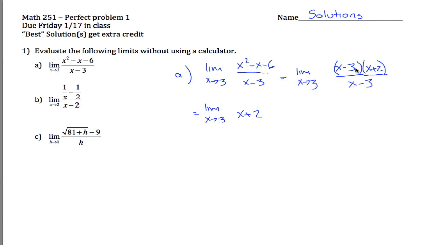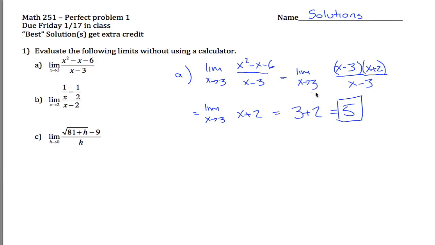In other words, this line equals this line. This is easy to figure out. The limit as x approaches 3 of x plus 2. I can just change the x into a 3 and get 5. So my answer is 5. And really, as long as you get the answer, I guess I'm pretty happy. But I kind of wanted to stress why this works.